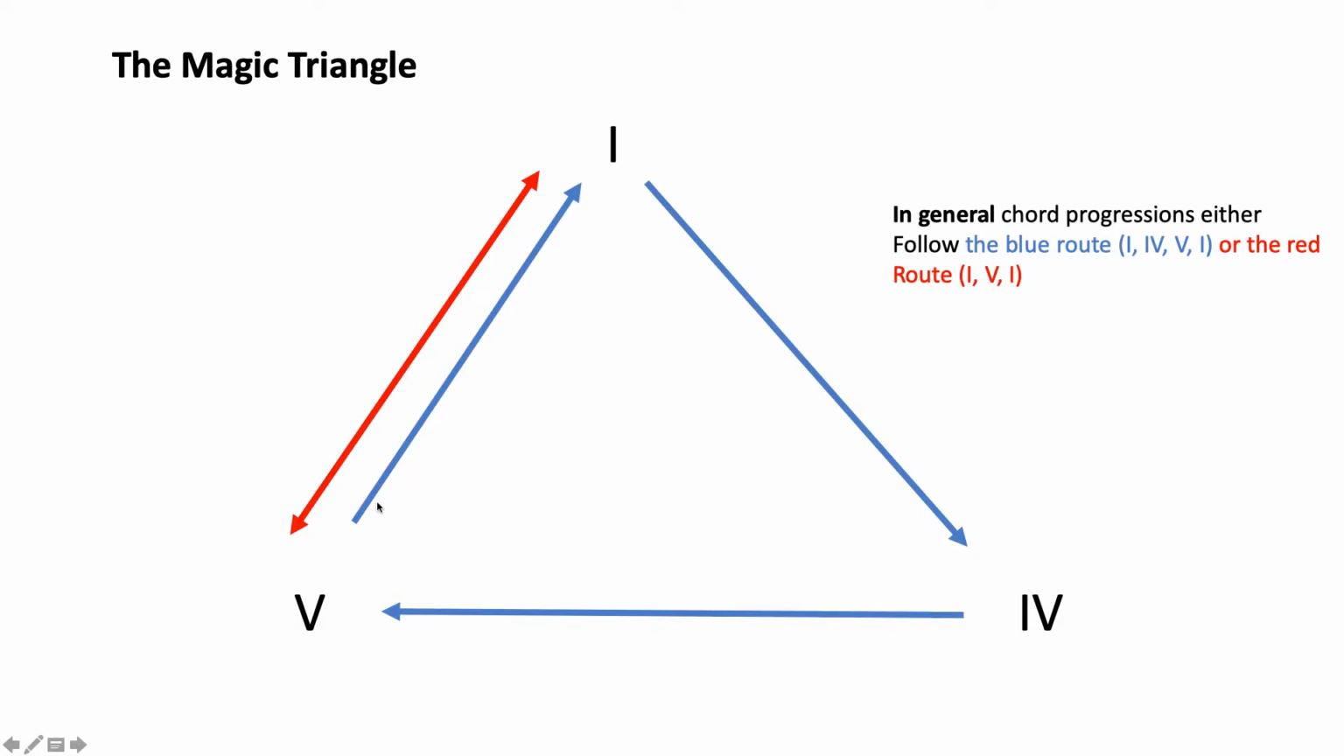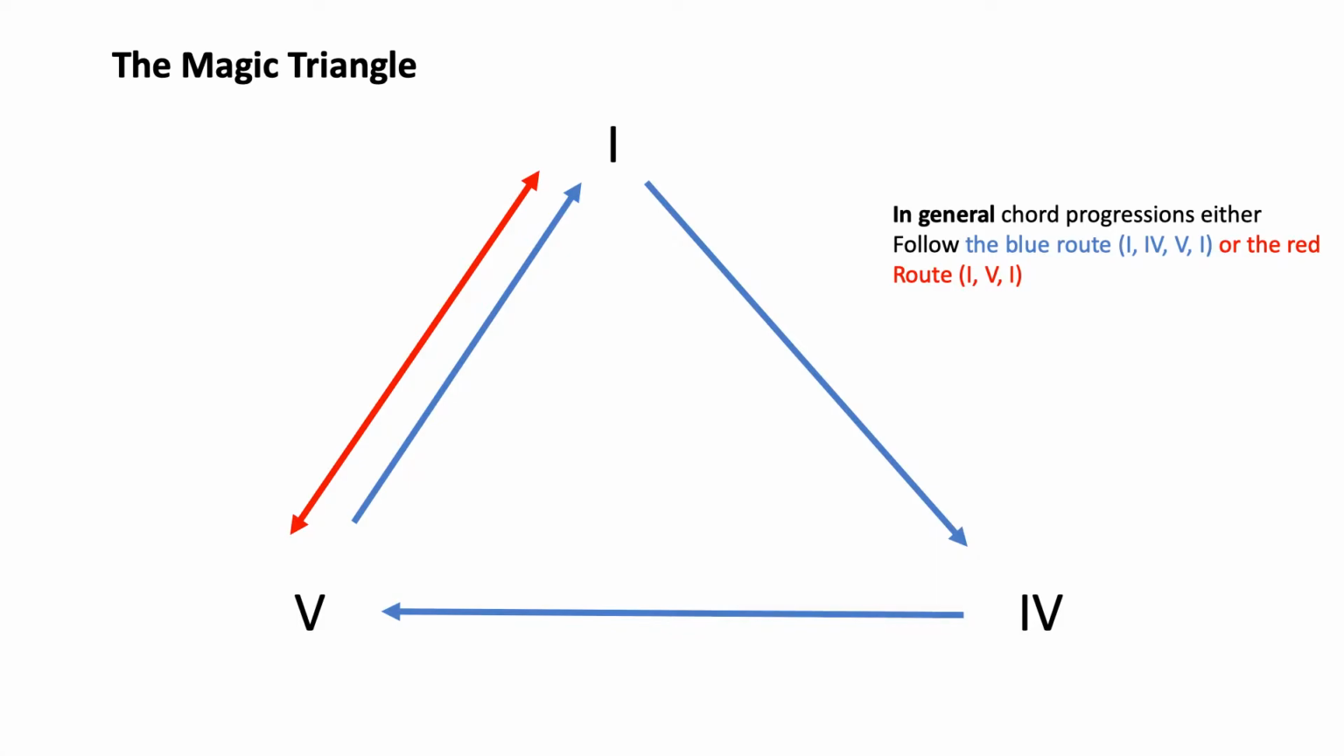Equally, we can say that we are less likely to go from one chord or chord area to another. So if I'm on the subdominant, you're very unlikely to go back to the tonic. If you're on the dominant, you're very, very unlikely to go back to the subdominant. That's just generally how chord progressions work.